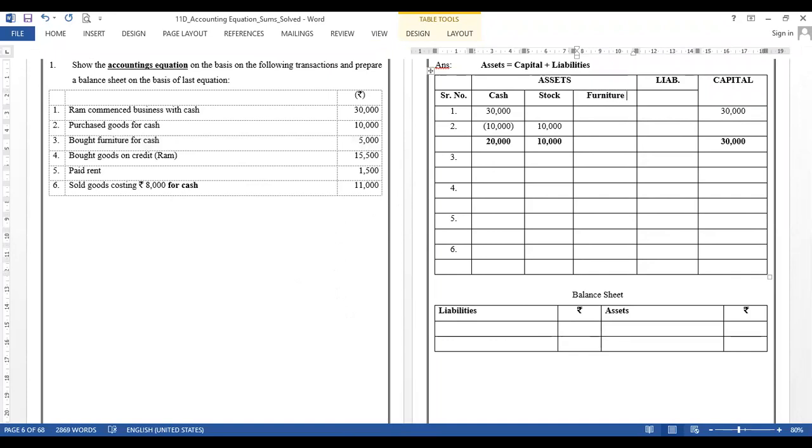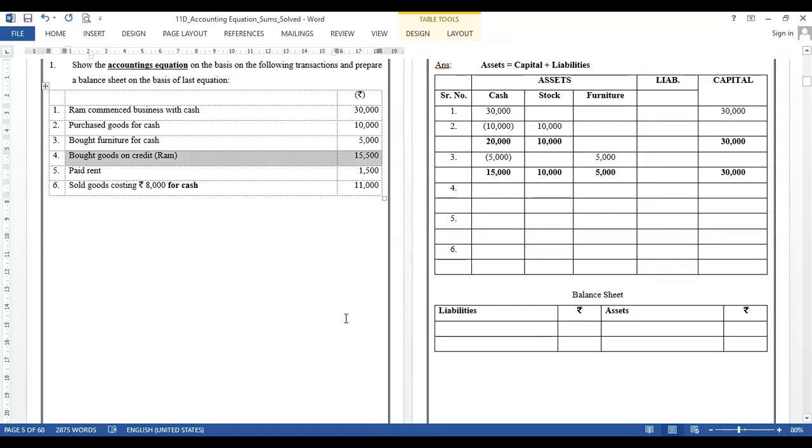Yes, furniture. Furniture increases or decreases? Sir, increases. Furniture increases by rupees 5,000 and it has been purchased for cash. So cash decreases by rupees 5,000. So the new equation after this particular transaction, cash balance left out will be 15, stock is 10, furniture 5, and the capital is 30. Done. Next, fourth one. Purchase goods on credit. I have given the name Ram. Purchase goods from Ram on credit.